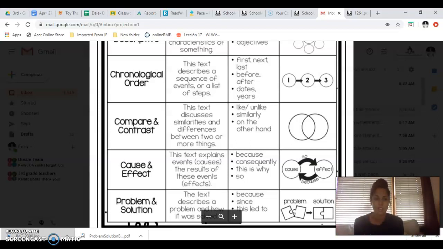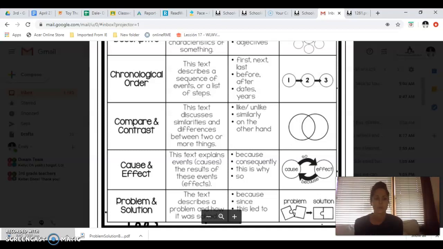Probably not, because you're just kind of focused on that one bald eagle. Cause and effect: the events cause the results. You know what? That could work, right? That text structure is kind of there. The text explains events. It causes the results of these events. Yes, right? But what was this text structure?